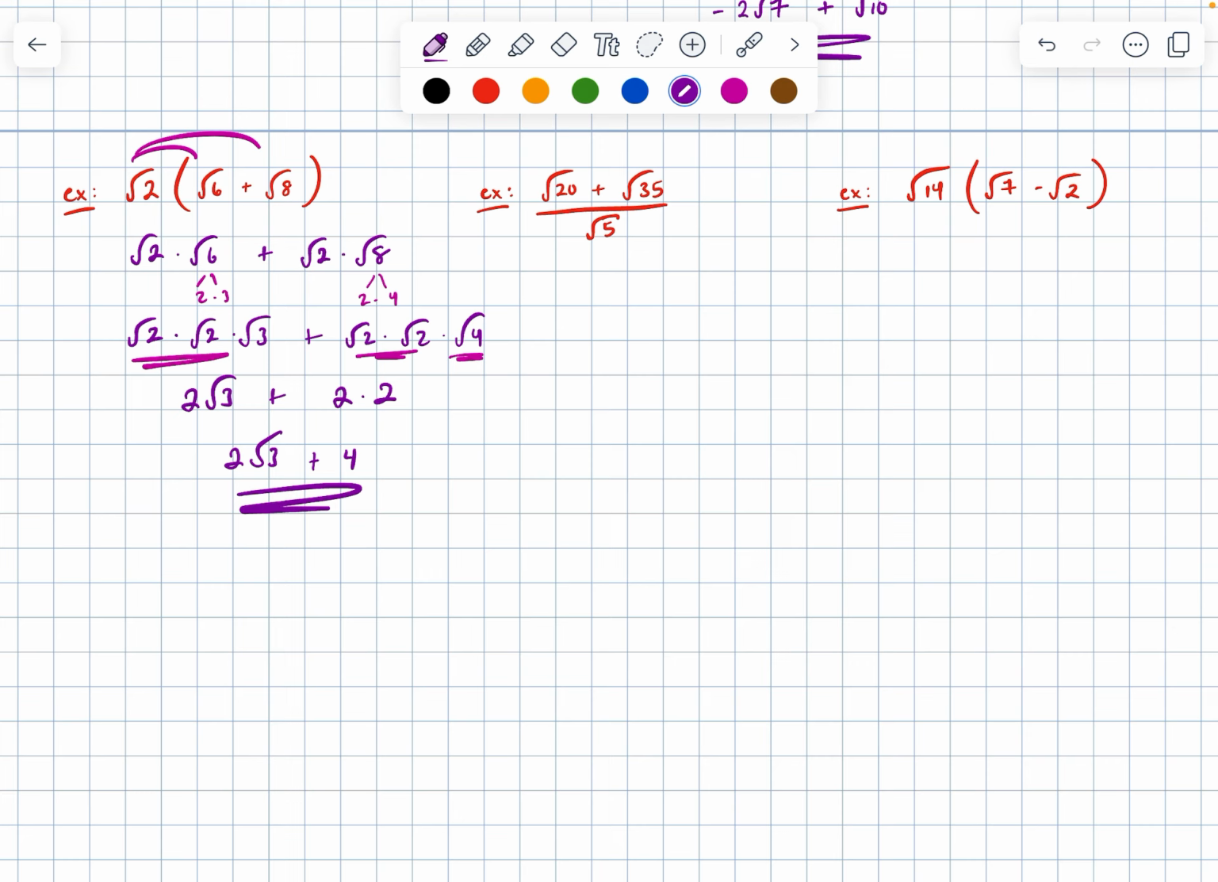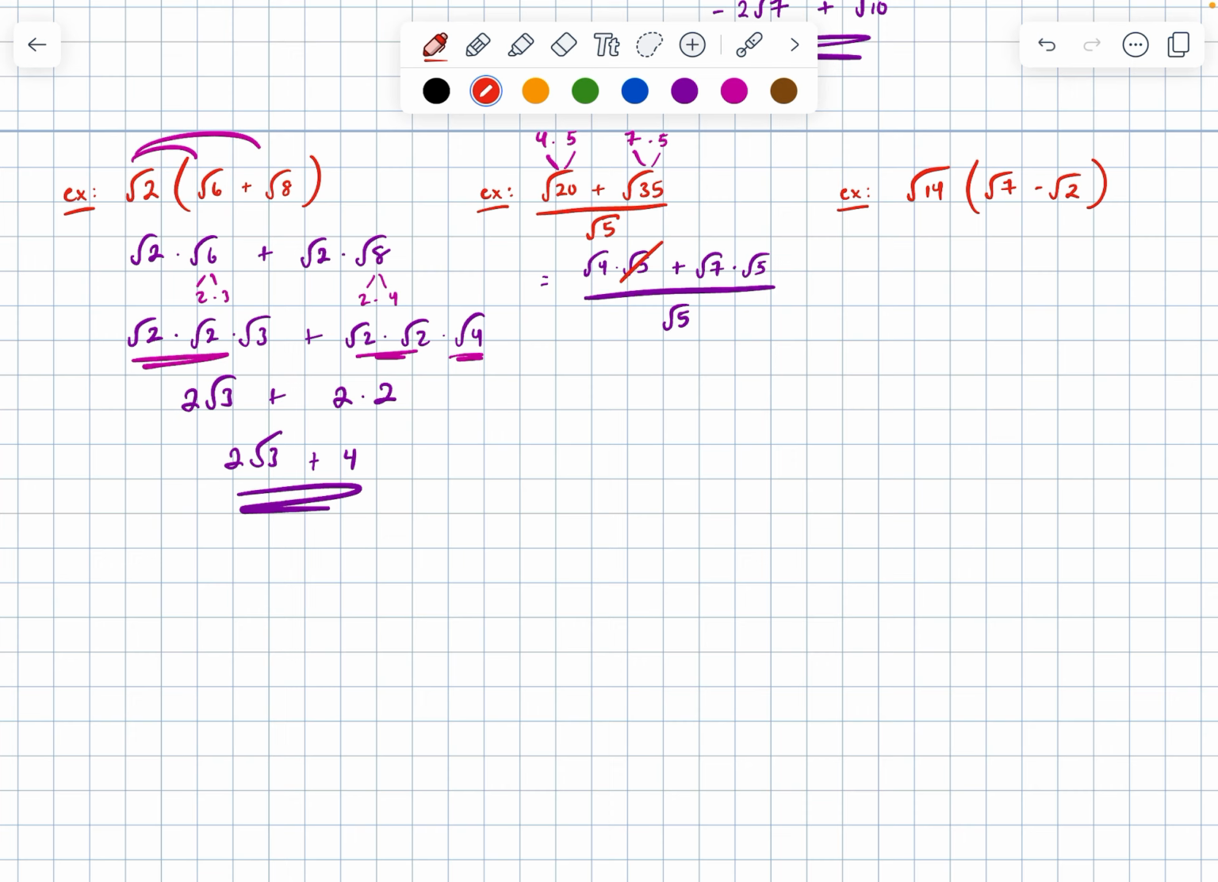For the square root of 20 plus the square root of 35 all over the square root of 5. Again, when in doubt, I'm going to break this down. We'll notice that 20 is 4 times 5, and 35 is 7 times 5. So I can rewrite this guy as the square root of 4 times the square root of 5 plus the square root of 7 times the square root of 5 all over the square root of 5.